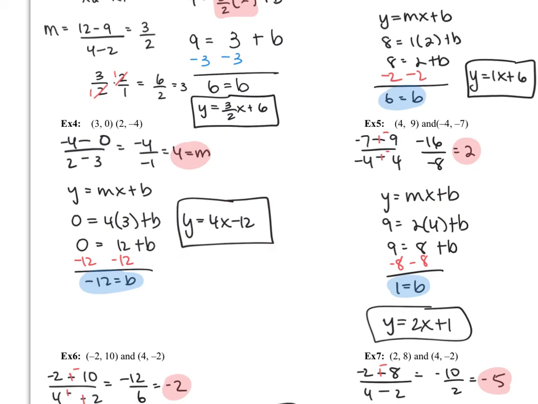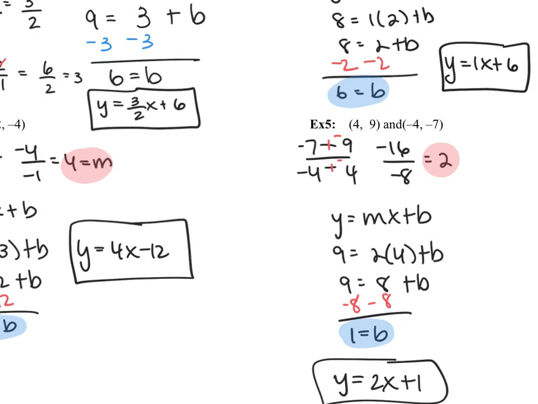In example 5, I set up my subtraction fraction. Now in this one, since I was doing -7 minus 9, I did keep change opposite, and I did the same on the bottom as well. -4 minus 4, I did keep change opposite. So I got -16 over -8, which simplified to a positive 2, since two negatives make a positive.